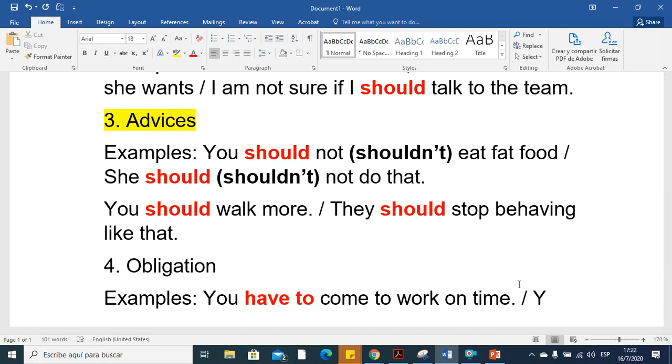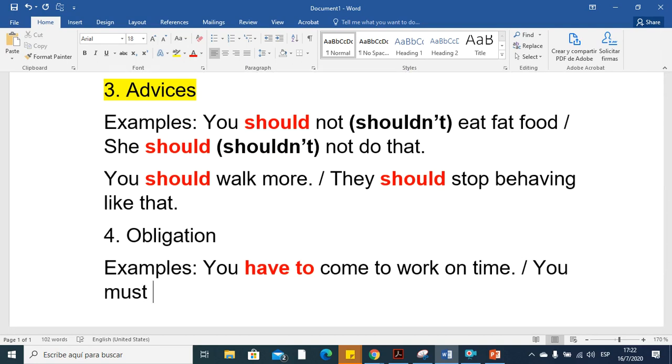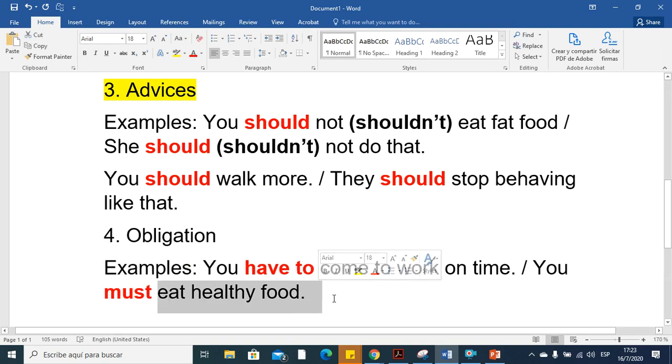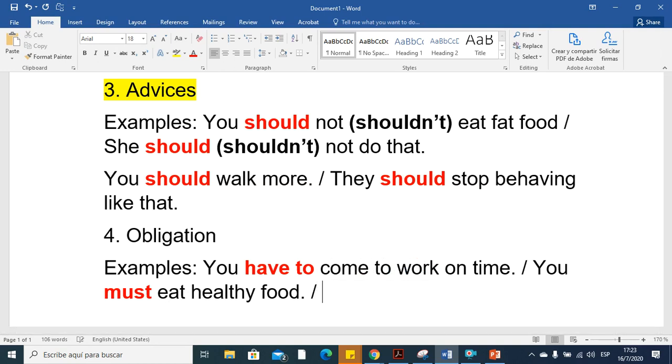We could also say, you must eat healthy food. Debes comer comida saludable. You must eat. That's another modal. Debes, must. Have to, the same thing. Debes venir al trabajo a tiempo. You must eat healthy food. Debes comer comida saludable. Obligation, as I said.